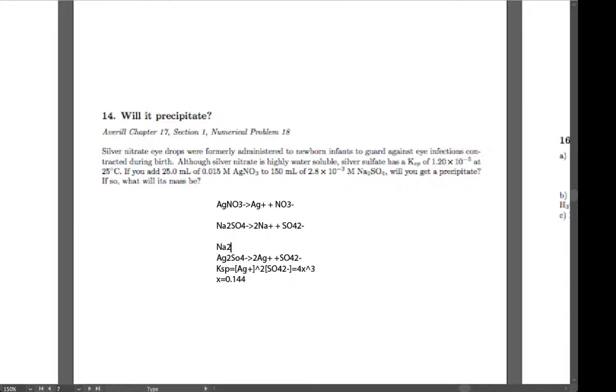So yeah, Na2SO4 plus AgNO3 should result in Ag plus, 2Na plus, NO3 minus, plus SO4 2 minus.